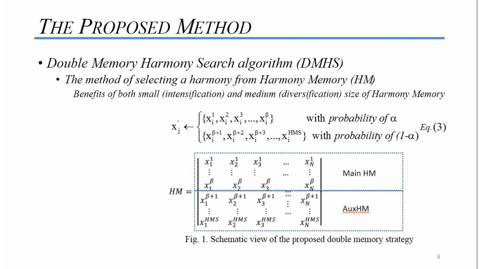In this method, the main harmony memory is used with probability alpha, and auxiliary harmony memory is used with probability 1 minus alpha. The mathematical explanation of this method is introduced in equation number 3, and figure number 1 illustrates the schematic view of proposed double memory strategy.